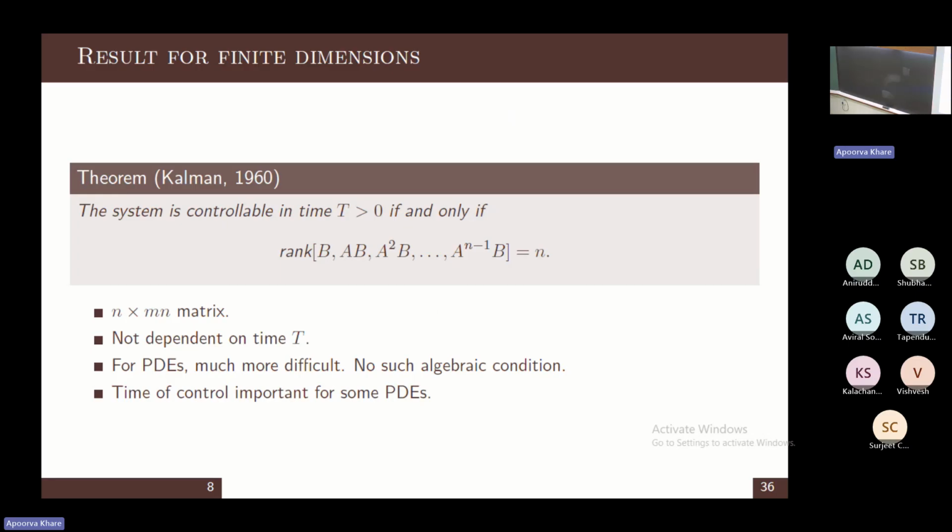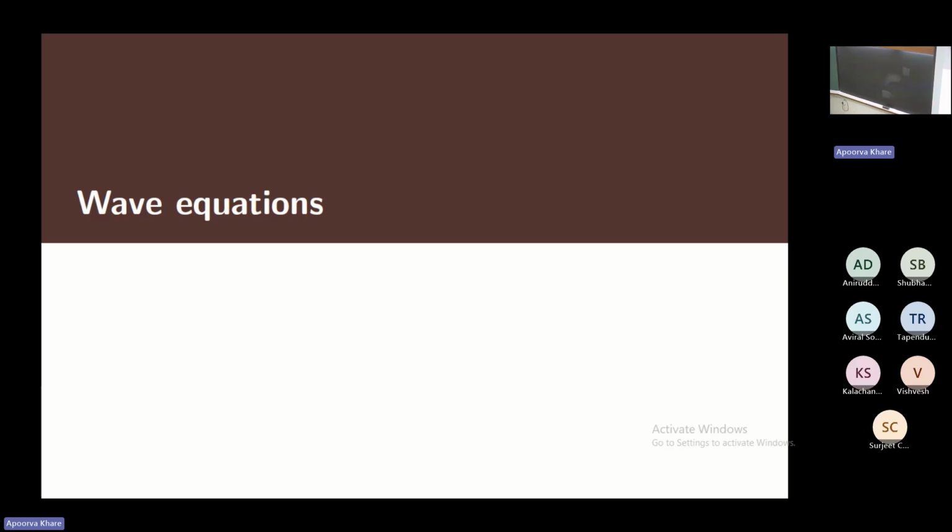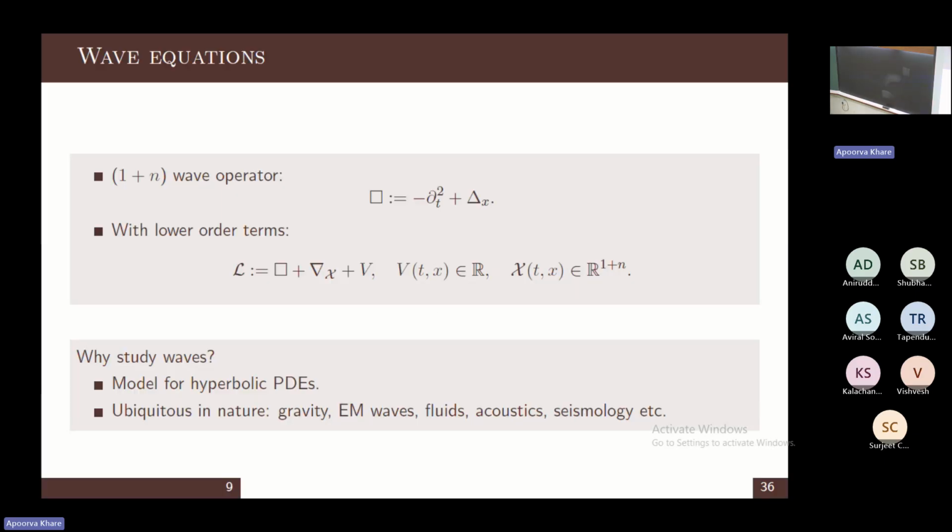But for PDEs, the problem is much more difficult because we don't have any such condition. And again, this time of controllability will be important for some PDEs, not all. We'll look at, in the subsequent part of the talk, when it is important and when it is not. Okay. So now we will move on to wave equations, which is what we have been doing.